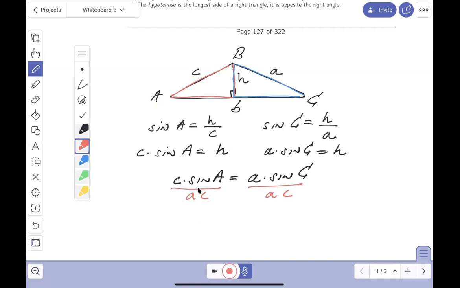And what would happen over here? Well, I hope you realize there's a cancellation there, and there's a cancellation there. And let's write down what you get. What do you get? Sine a over a is sine c over c.